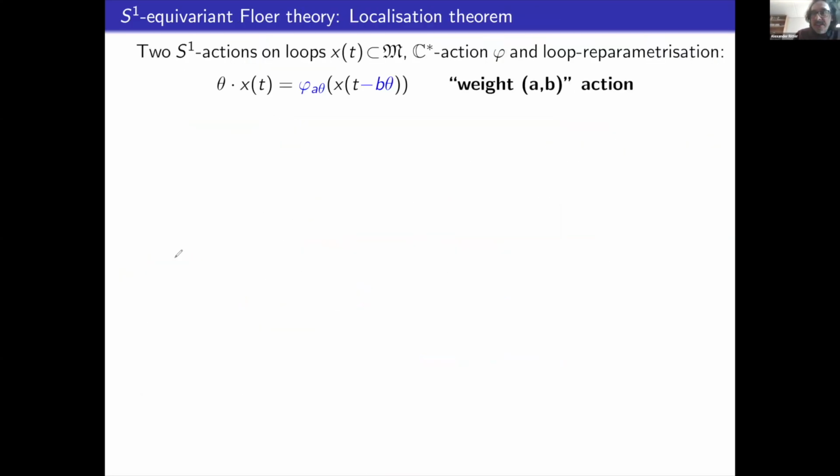Okay, so now I'm going to tell you about the Floer version. So in the Floer case, I have to tell you what the S1 action is. Now there's two actions in play. There have been several papers in Floer theory about the S1 equivariant theory, and it's usually about the action on loops.